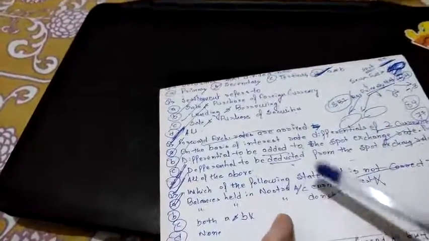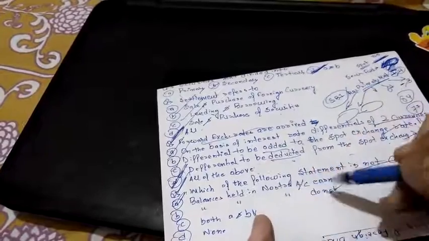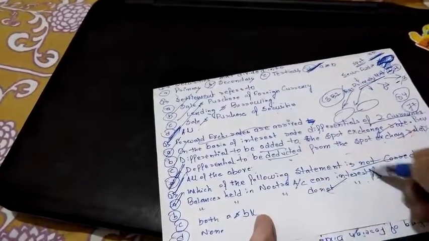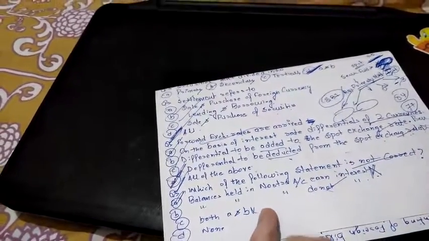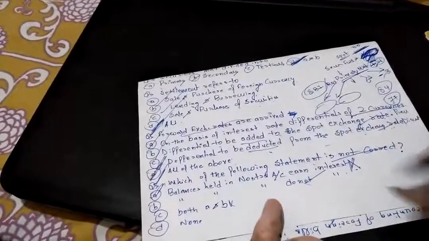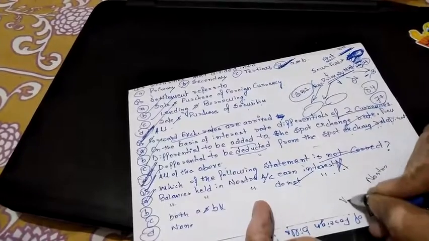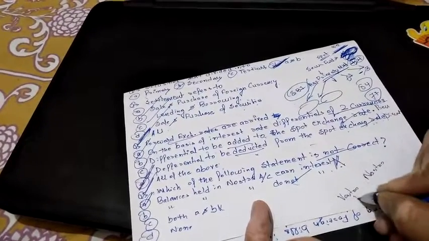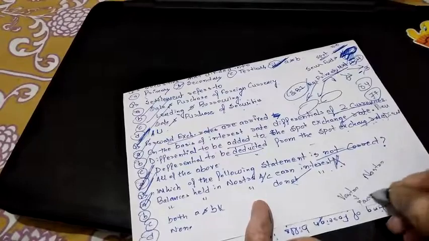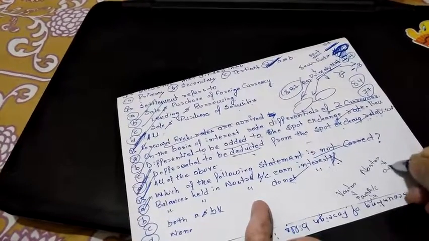Next question, which of the following statements is not correct? Option A, balances held in the nostro account earn interest. No, it is not. A nostro account is a current account. So we will see what is nostro. Nostro and vostro. Vostro means your account with us, and nostro means our account with you.